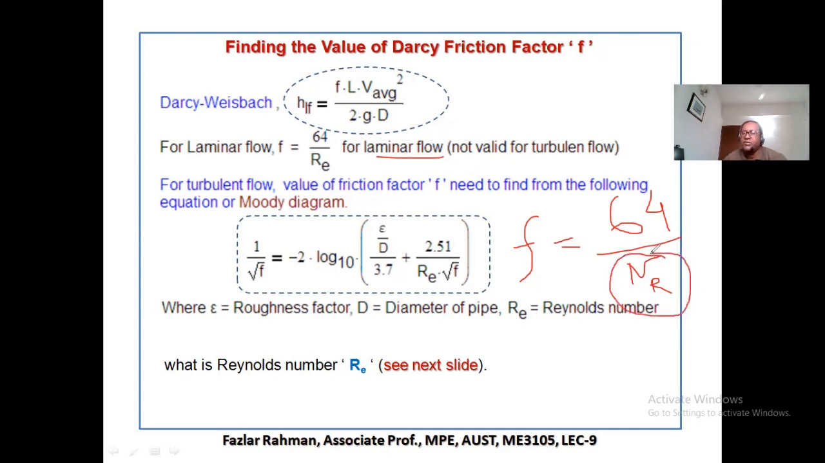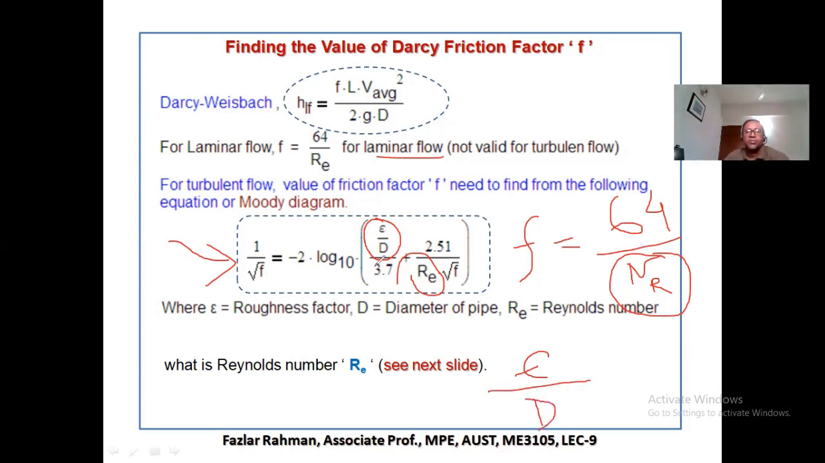Then you need to know, based on the Reynolds number, when flow will be laminar and when flow will be turbulent. Now, for turbulent flow, he's saying F could be figured out from this big equation. What is this equation? 1 by F on the left side, also 1 by F on the right side. This is the Reynolds number, and this one is a ratio. What is the ratio? This epsilon is called the roughness factor of the pipe or the wall surface, and D is the diameter of the pipe.